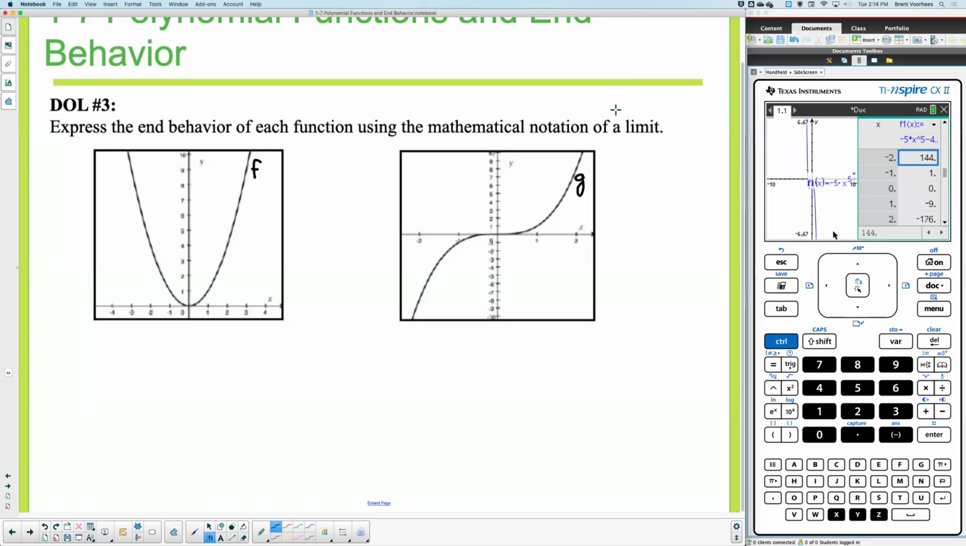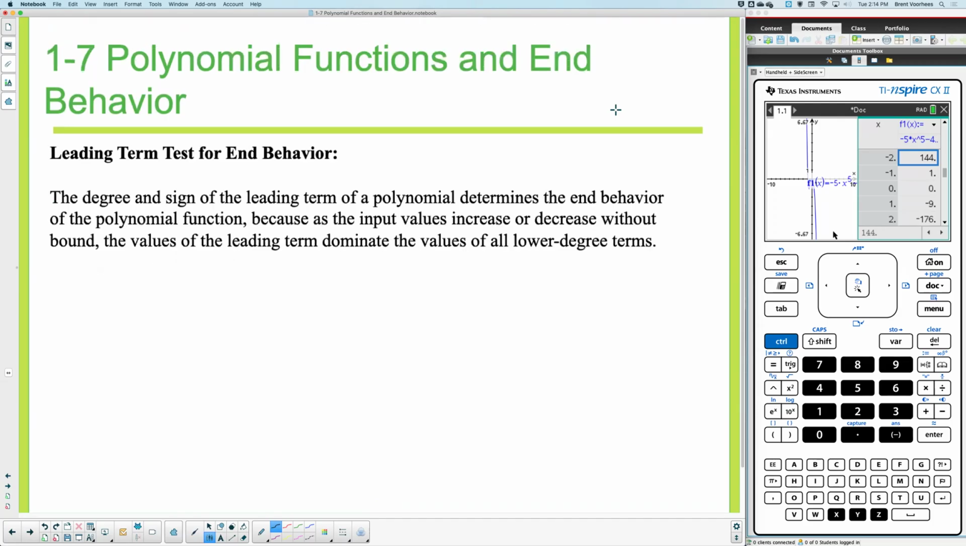All right, as I pick up this graph, how many arrows could graph F have? 2 arrows. 2 arrows means how many limits? 2 limits. Right graph G, how many arrows? 2. So 2 arrows means 2 limits. Good. All right.